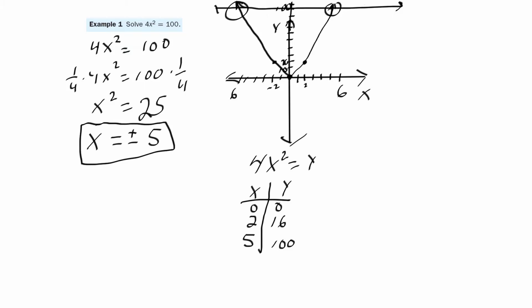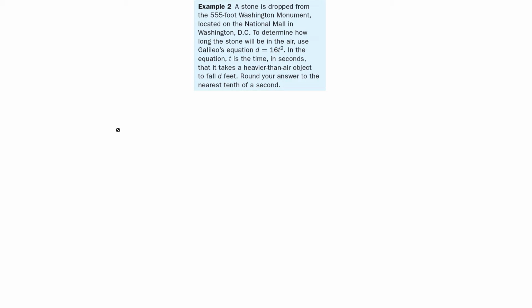Now let's take a more classical quadratic problem. A stone is dropped from the 555-foot Washington Monument located in the National Mall in Washington, D.C. Determine how long the stone will be in the air using Galileo's equation of d equals 16 times t squared. In the equation, t is time in seconds that it takes a heavier than air object to fall d feet. Round your answer to the nearest tenth of a second.